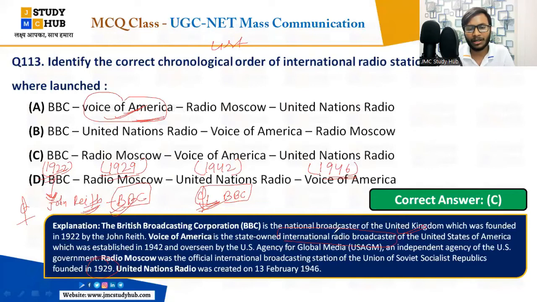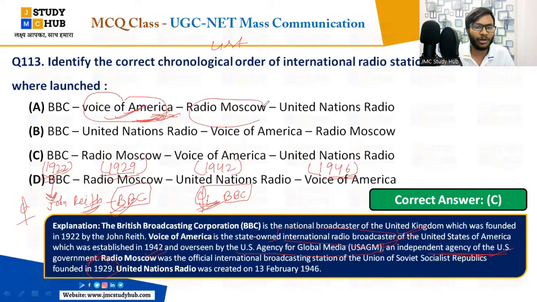Voice of America is a state-owned international radio broadcaster of the United States. It was established in 1942 and is overseen by the US Agency for Global Media, that is USAGM. It is an independent agency of the United States government. Remember it, very much important.